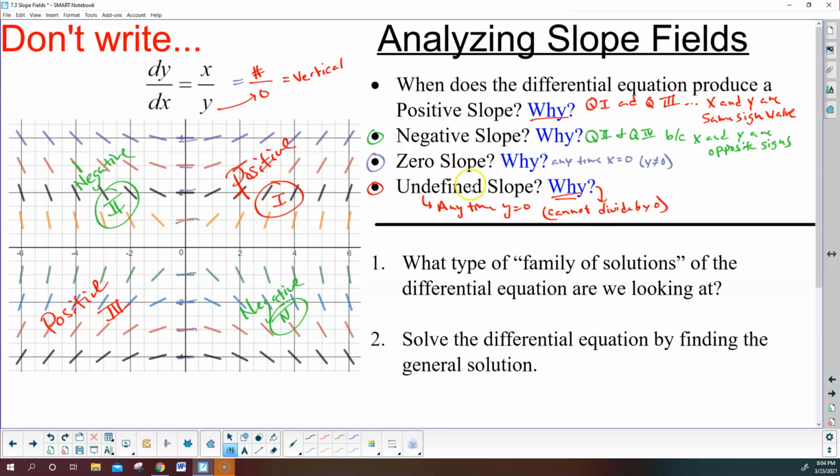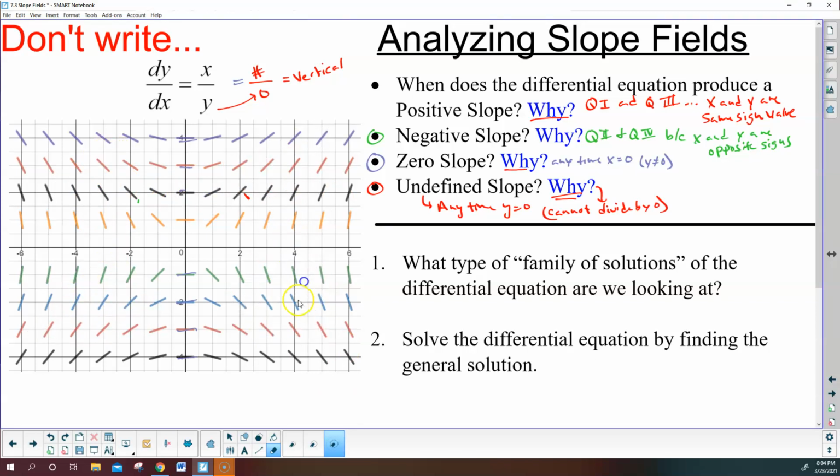So make sure you're able to tell where and explain the why. The why is just as important. All right, well, what if I'm looking for a solution here? So let me get rid of this part. And what if I pick some different spots on this graph? And I want to draw a solution curve. Well, what type of family of solutions are we looking at? There we go. It depends on the point.